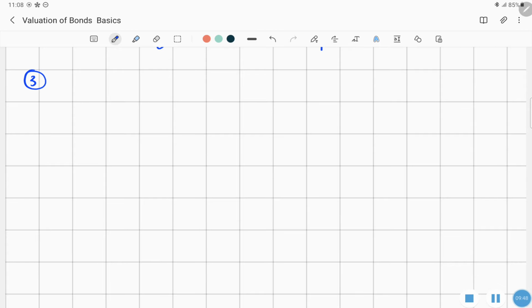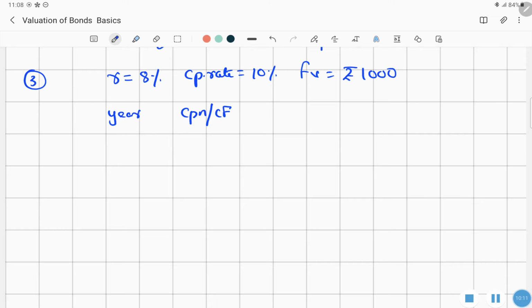Then we'll be getting into the third situation, where the required rate of return is 8%. The coupon rate which is given to us is 10%, and the face value of the bond we have is rupees 1000. So let us get into the table part. We have the year, we have the coupon amount or the cash flows. Then we'll be calculating the present value interest factor at 8%. Then we have the present value cash flow. So we have the years: first year, second year, third year, fourth year, and fifth year.